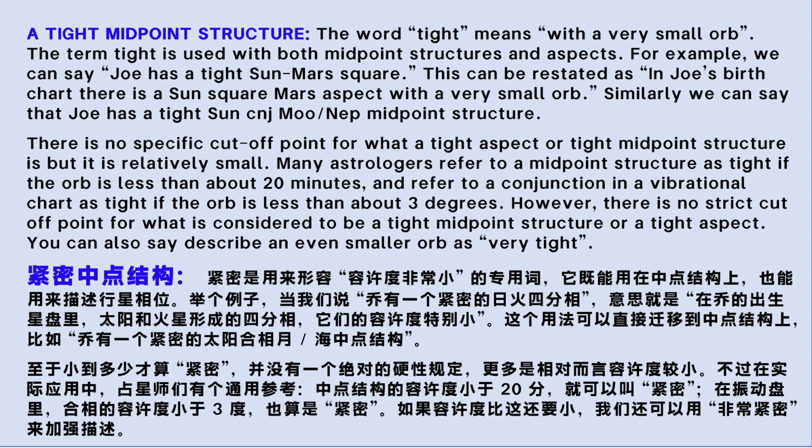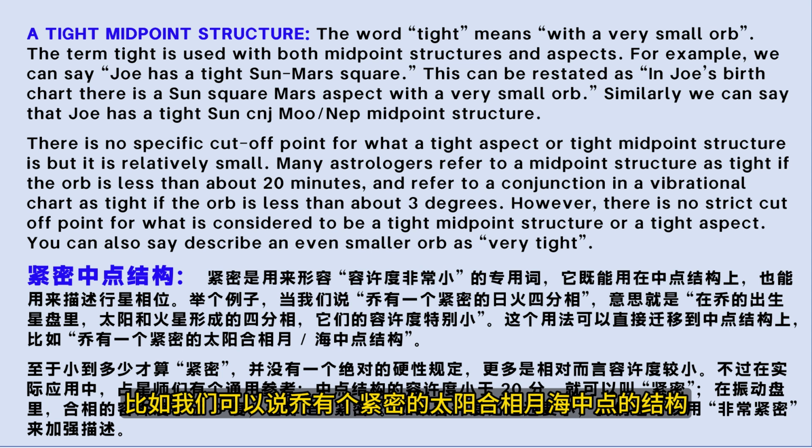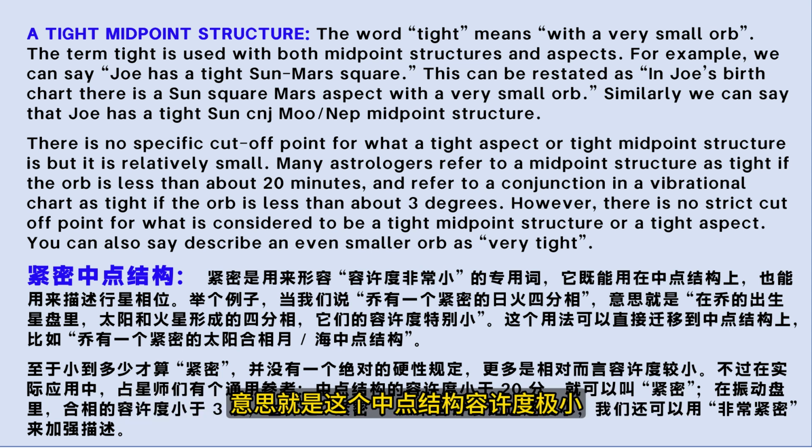And we can use it with midpoint structures. We can say Joe has a tight Sun conjunct Moon Neptune midpoint structure. So it means a very small orb. Now, how small? There's no specific cutoff point for what a tight aspect or a tight midpoint structure is, but it means it's relatively small. Some astrologers use slightly different orbs for what they consider to be tight, but tight does mean small orb.